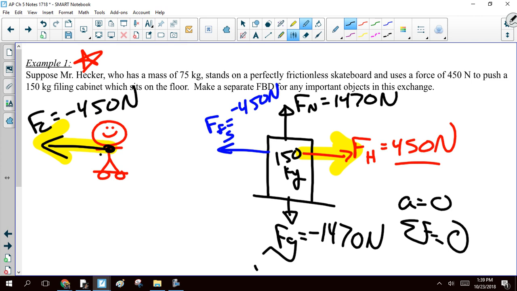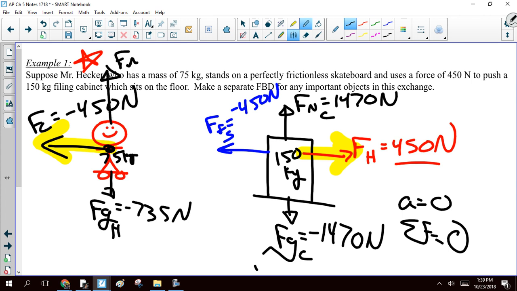And let's see, we know that my mass is 75 kilograms, so we can figure out the force of gravity. Oh, I need different variables. This is force of gravity on the cabinet, normal force on cabinet. This is the force of gravity on Hecker, right? They're different things, right? So what's this give you? Negative 735 newtons. And, uh-oh, I did not do a good job budgeting my space. There's a normal force here of positive 735 newtons.